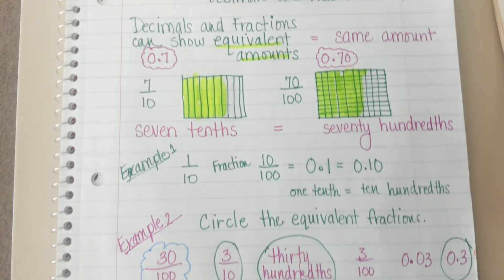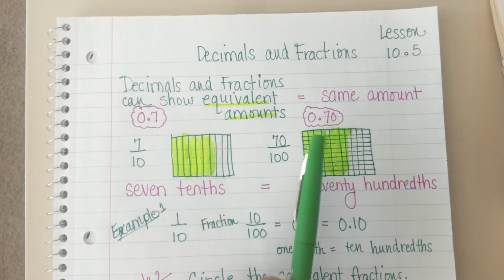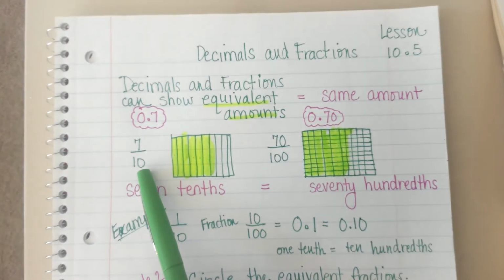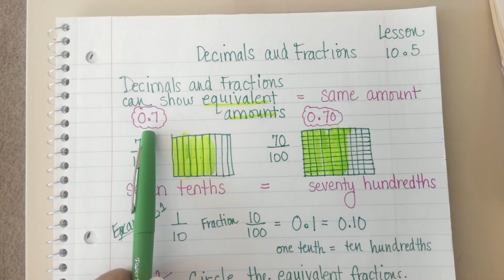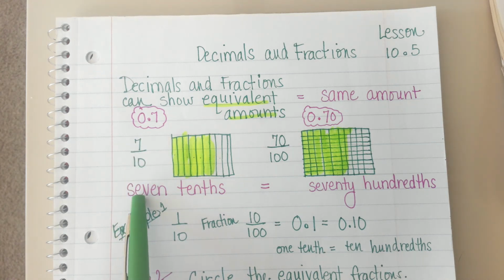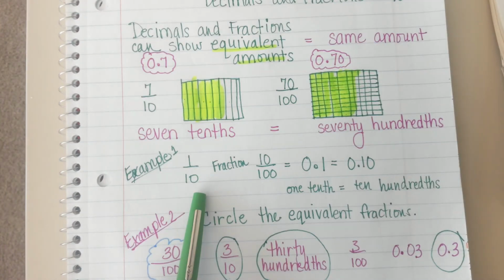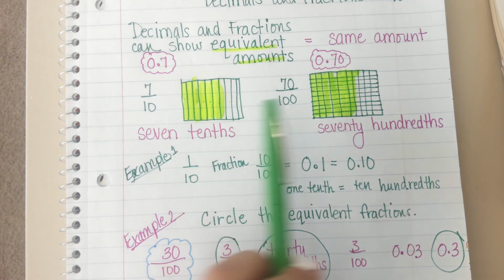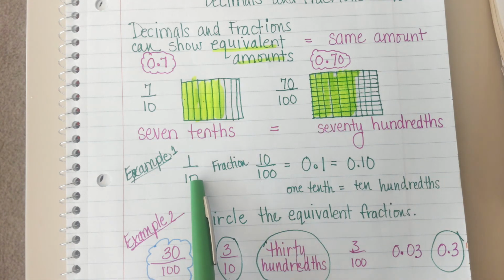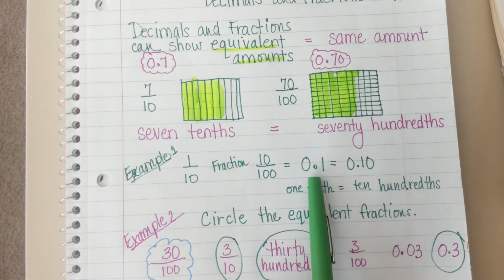All right, so there we are. Decimals and fractions are equivalent. They can be written in tenths, they can be written in hundredths, and they mean the same amount. Decimal notation, fractional notation, and word form. Example number 1, we had 1/10, and it's the same as 10 hundredths. If we draw the model, we would have proof that 1/10 equals 10 hundredths. There's the decimal notation for 1/10, decimal notation for 10 hundredths, and the word form.